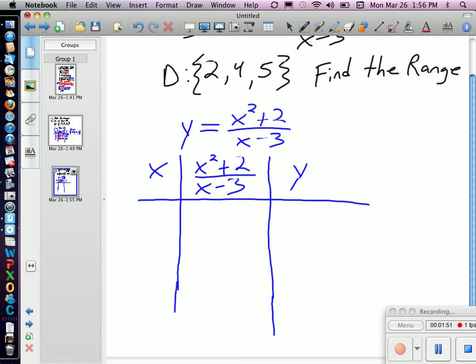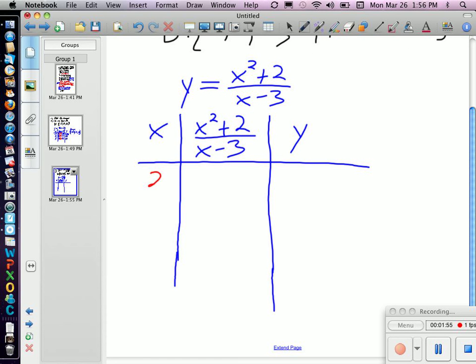Okay? So let's see how this works. Remember, our x values were 2, 4, and 5. So I'll just write those in right here, and leave myself some space because I'm dealing with a fraction now. And let's just plug it in. So we're going to have 2 squared plus 2 over 2 minus 3. I'm plugging in using the red pen just to see where the domain number is going. And now, again, we can probably do this mentally. So 2 squared, that would be 4, plus 2. So we have 6 on top, and 2 minus 3 is negative 1. So 6 over negative 1, or just negative 6.